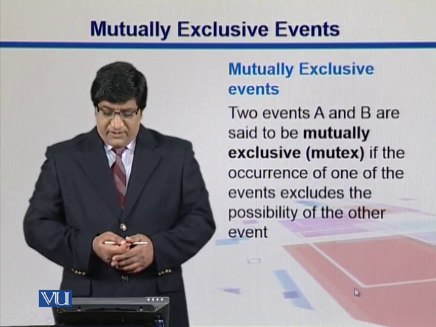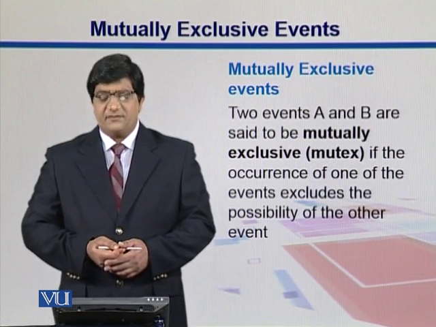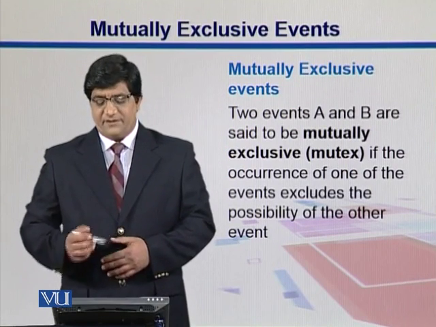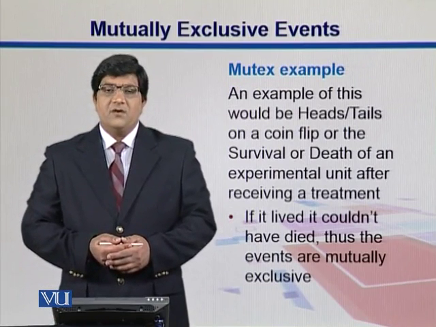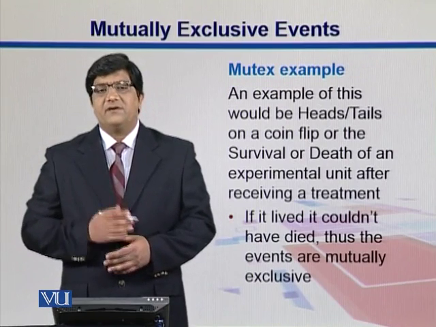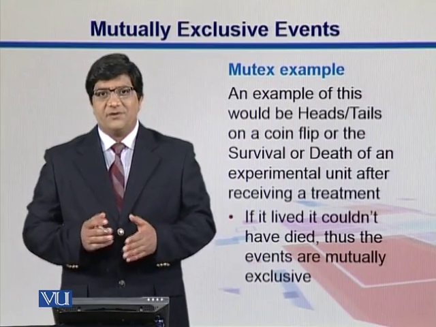Two events A and B are said to be mutually exclusive, or mutex, if the occurrence of one event excludes the possibility of the other event. An example is the probability of getting a head and a tail both in just one event. Either you can get a head or you can get a tail. You cannot get both of them together.